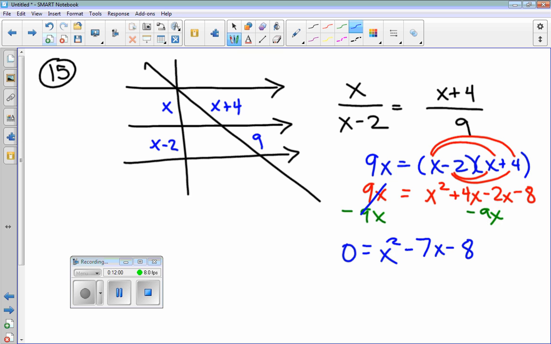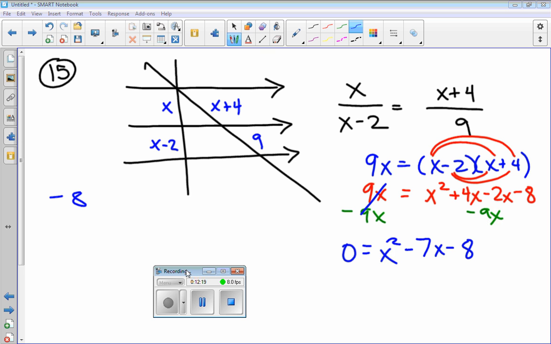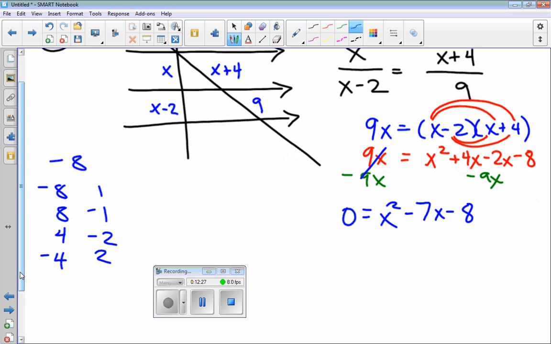Again, if you want to do the quadratic formula, my hat's off to you. Go for it. But I'm a factoring girl. Is my leading coefficient 1? I could use the table on the calculator to help me if I wanted to try to factor it that way. I could also simply list all of the factors of negative 8. They are negative 8 and 1, 8 and negative 1, 4 and negative 2, negative 4 and positive 2. Is that it? Any of those add to be negative 7? First pair. So I know that my factors are x minus 8 and x plus 1.